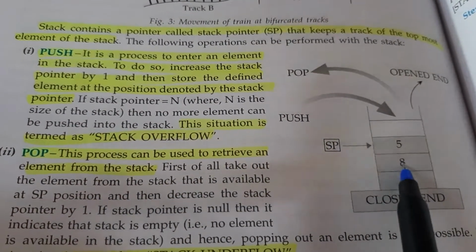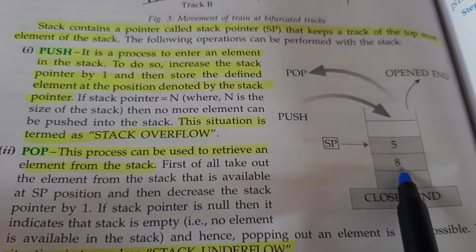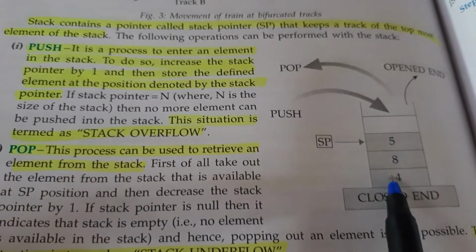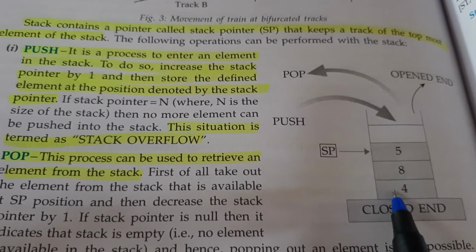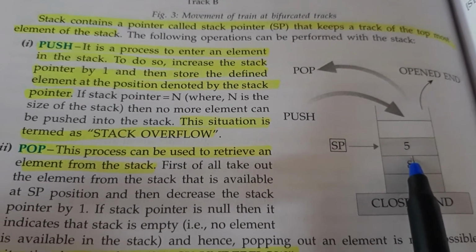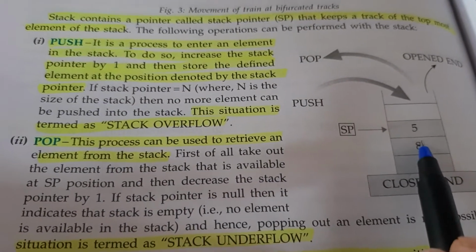Suppose you wanted to take out 8, you first have to take out 5, and then you can take out the 8. This is a simple method. Now there are so many processes that a computer can do at a time. Suppose you wanted multitasking to be done in the computer, there is a particular process that we follow.